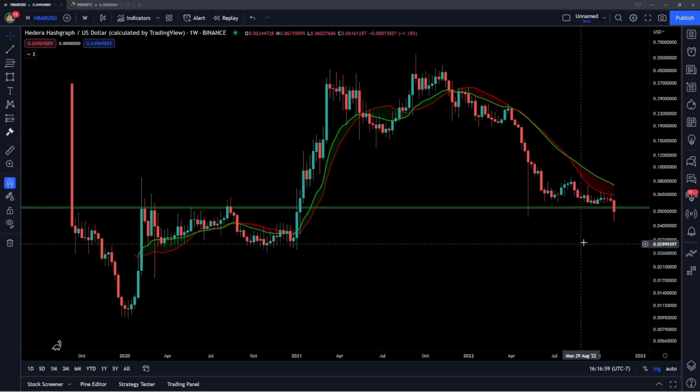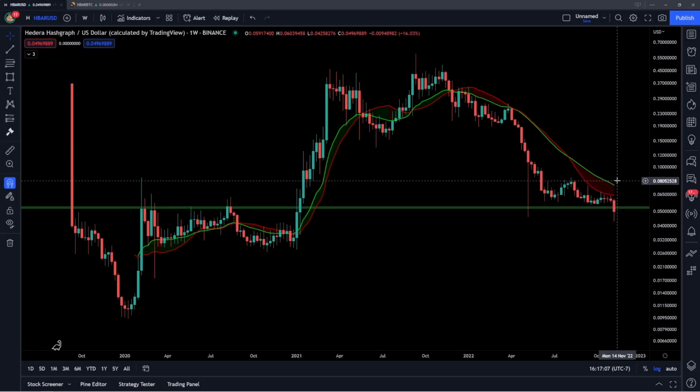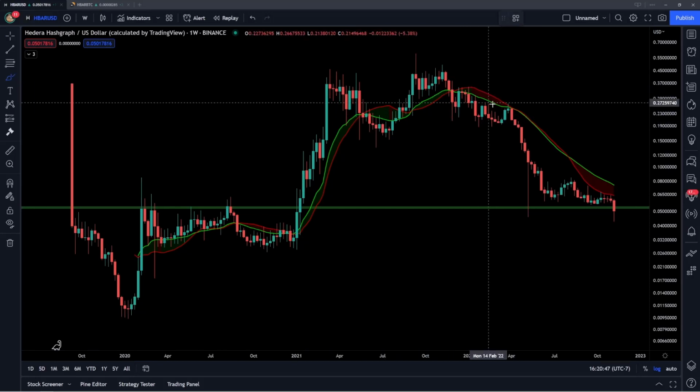So first, I do want to give an update on these two weekly moving averages. We've been talking about these throughout the HBAR videos. The red one is the 20 simple moving average, and then the green one is the 21 exponential moving average. And with these moving averages, they really have acted as resistance throughout this entire bear market.